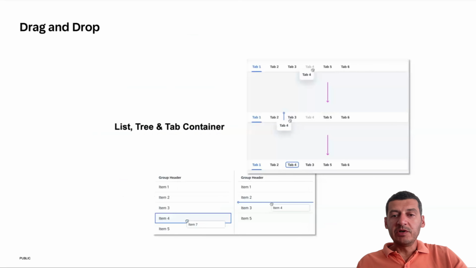So coming on the functionality side, we have new features. A big feature is the drag and drop support. It was introduced in the list, in the tree, and in the tab container. It's basically what you expect from a component, what the name suggests.